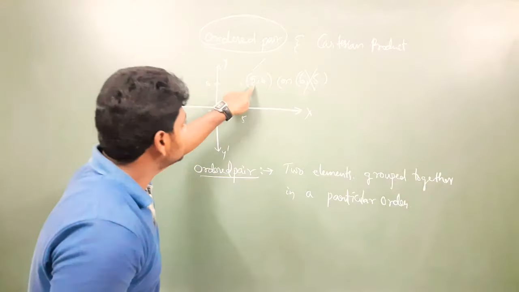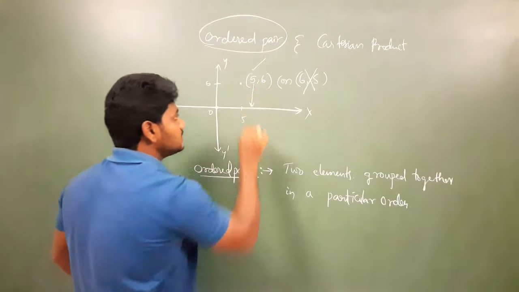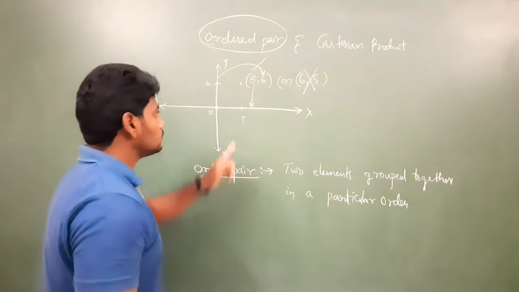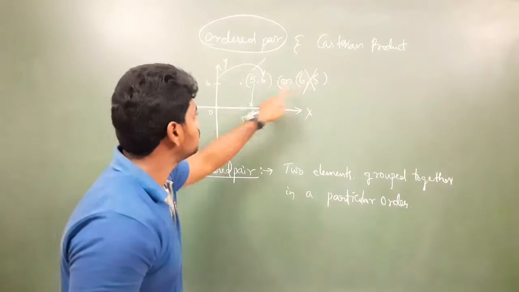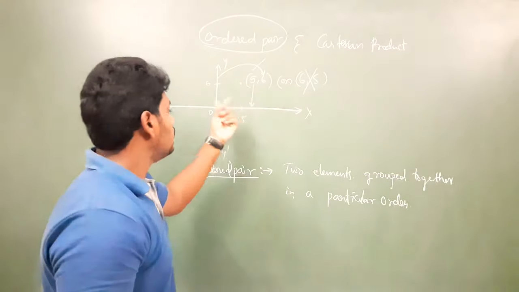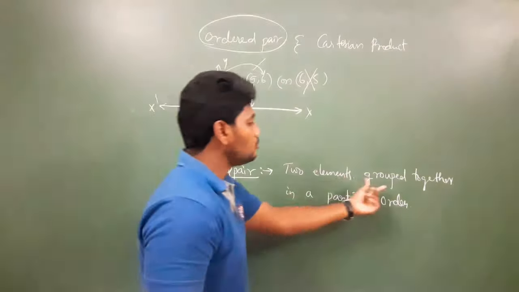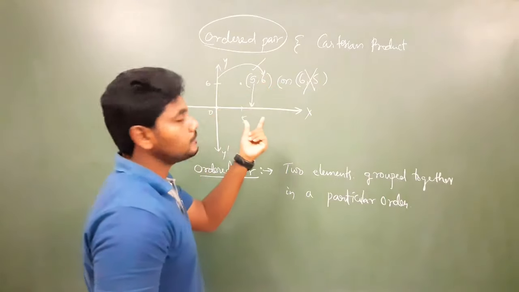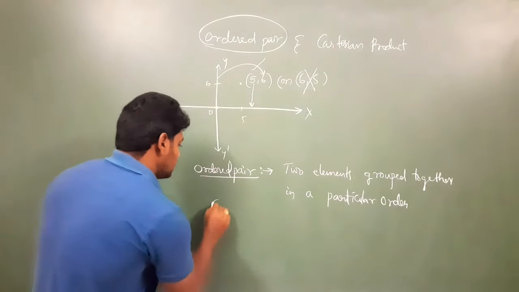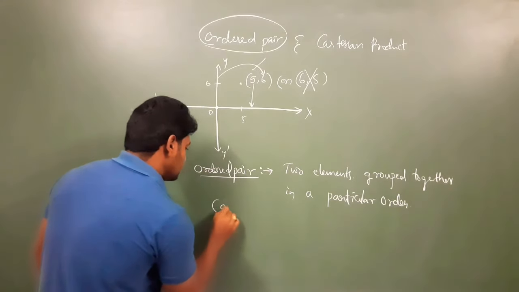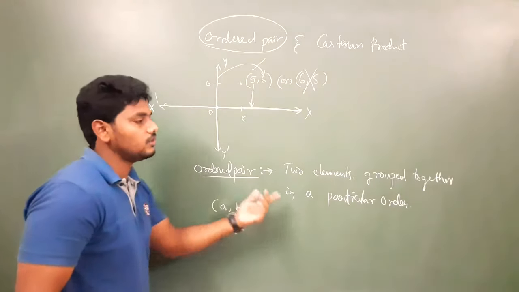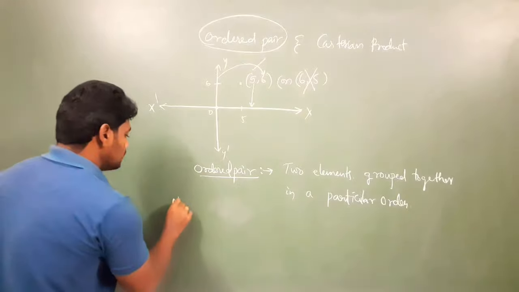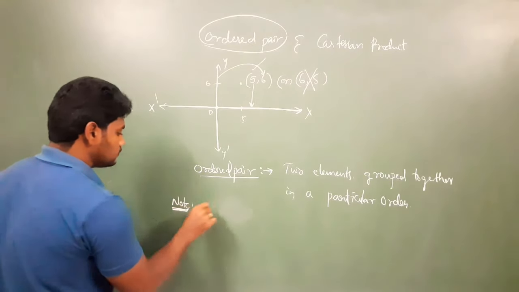What is that? The first element belongs to the x-axis, right? The second element belongs to the y-axis. So this is what we will call order. This one we should not write as 6, 5. So an ordered pair means two elements grouped together in a particular order, and those will be enclosed by brackets, like (a, b). So this is what we call grouped together. So this is an ordered pair.